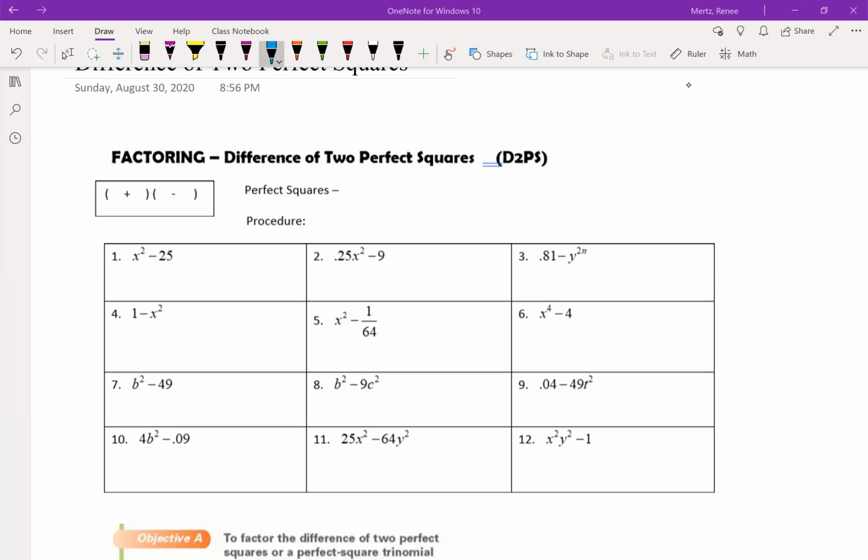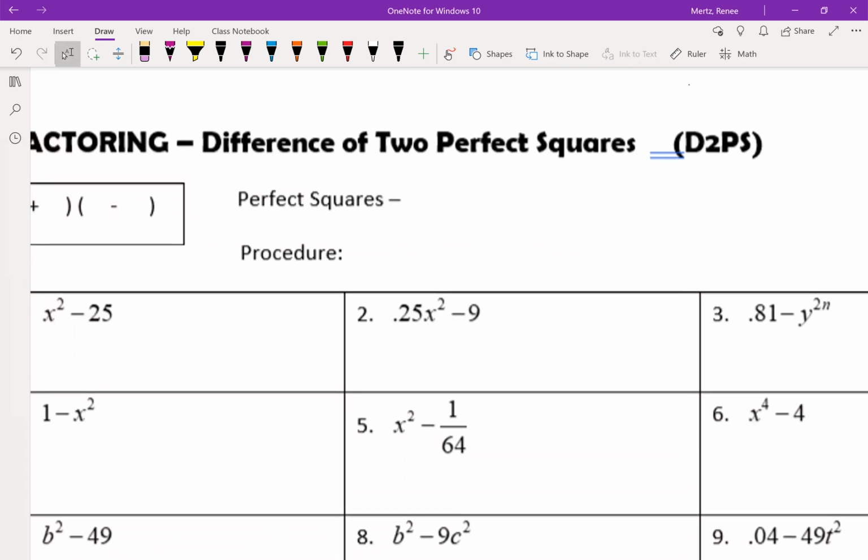Hi guys, today we're going to be doing a factoring topic: difference of two perfect squares. So the first thing we have to do is refresh our memories on what our perfect squares look like.